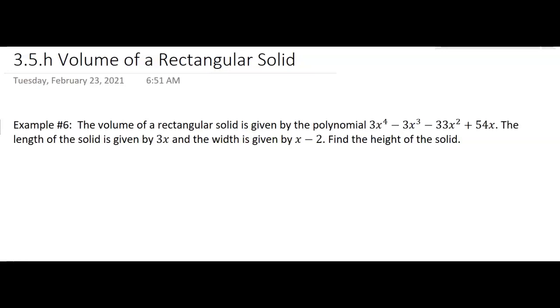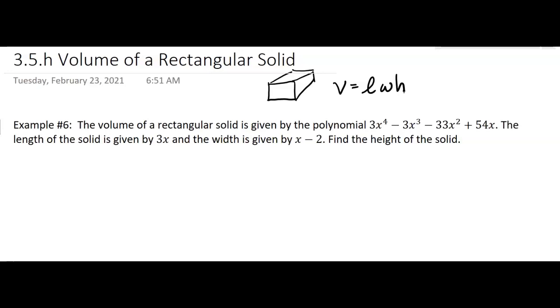So, volume of a rectangular solid. A rectangular solid, like a cube or a box that I can't draw, but you know, how much is the volume? Remember, the volume is going to be the length times the width times the height. That's how you find the volume of a rectangular solid.